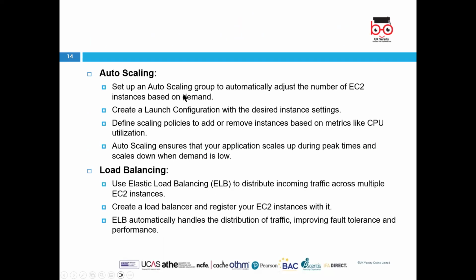Then auto scaling. Set up an auto scaling group to automatically adjust the number of virtual machine instances based on demand. Create a launch configuration with desired instance settings. Then we have load balancing. Use elastic load balancing to distribute incoming traffic across multiple EC2 instances. Create a load balancer and register your EC2 instance with it.